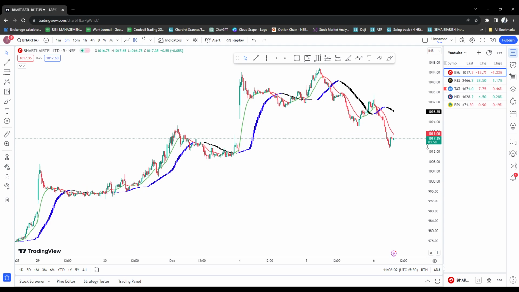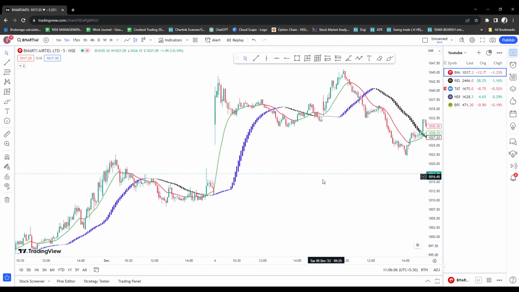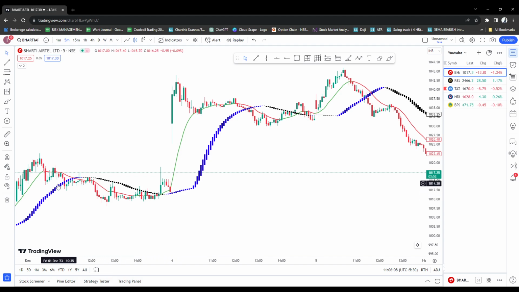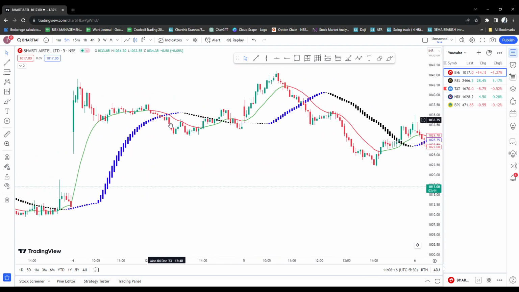I'll tell you how to take the trade. The blue and black is the Heikin-Ashi, and the red and green is the Nadaraya. Once the colors change, both of them change. The Nadaraya should change from green to red if it is going on a sell side, and the Heikin-Ashi should change from blue to black if it's going on a sell side.